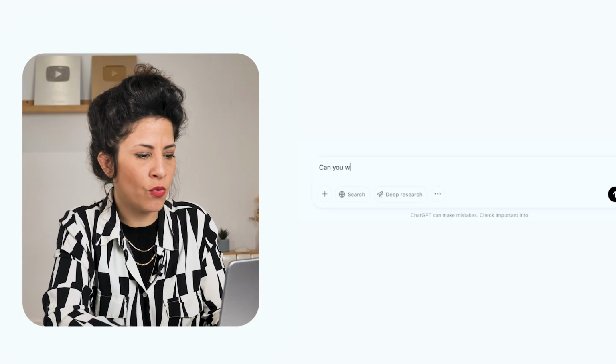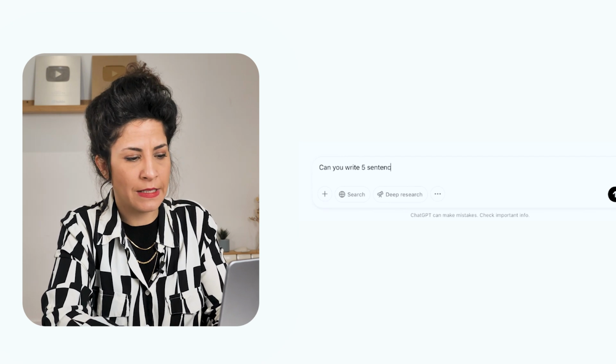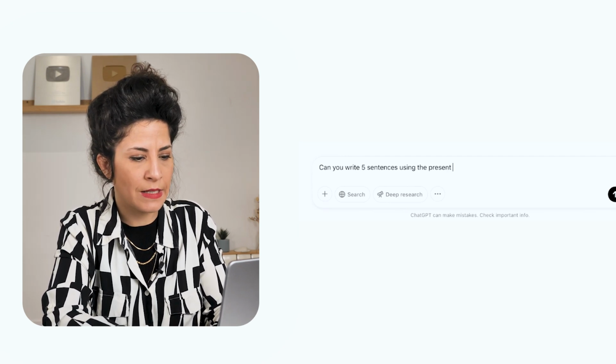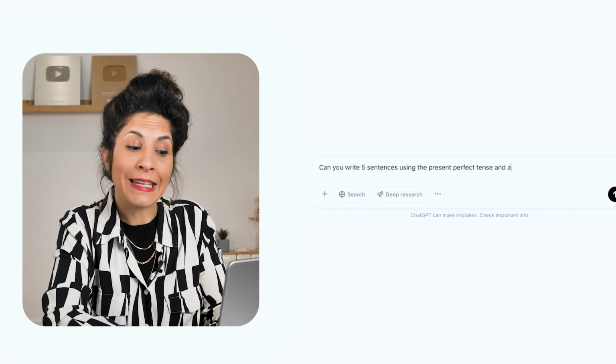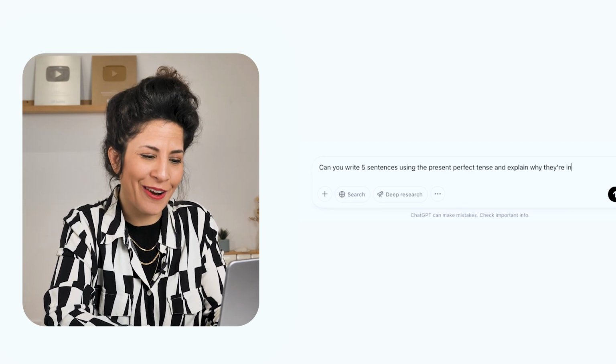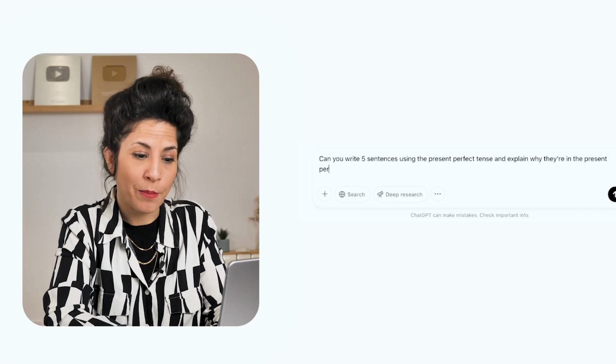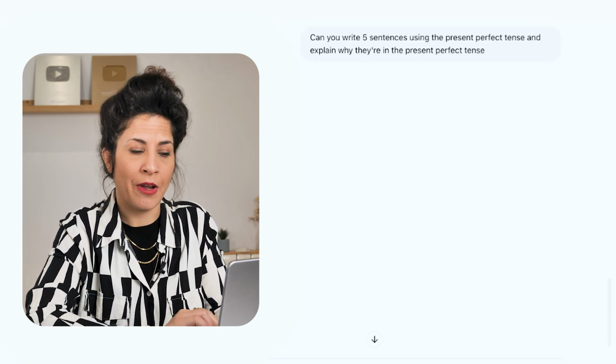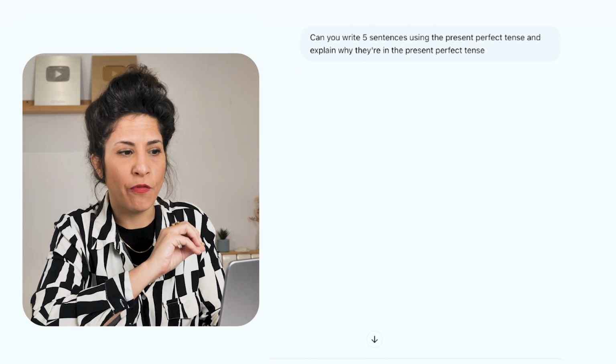You can ask it to create exercises for you. You can ask it to take one sentence and change it to a different tense to understand the differences. You can ask for a lot of example sentences. So for example, you can write something like this. Can you write 5 sentences using the present perfect tense and explain why they're in the present perfect tense. Okay, so I asked for an explanation and for examples.